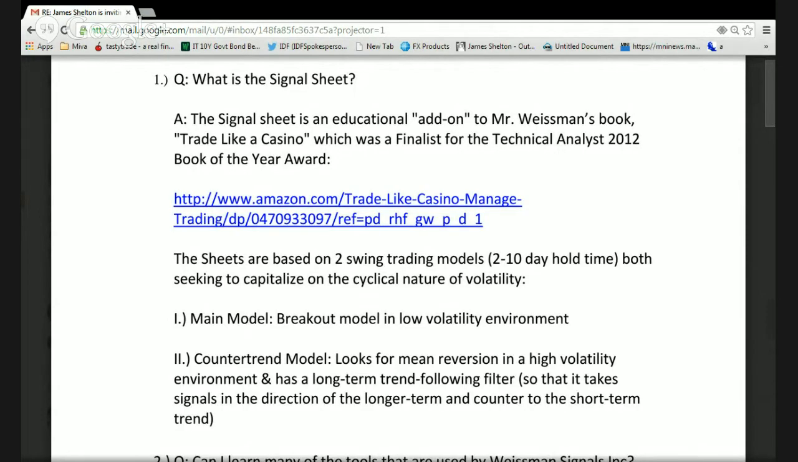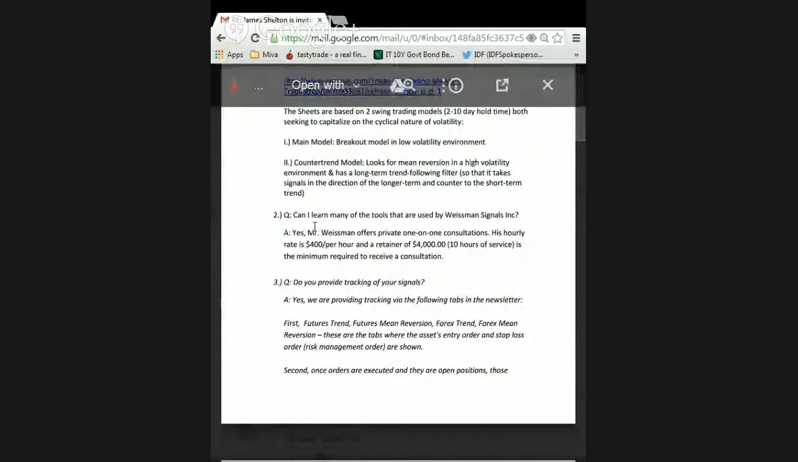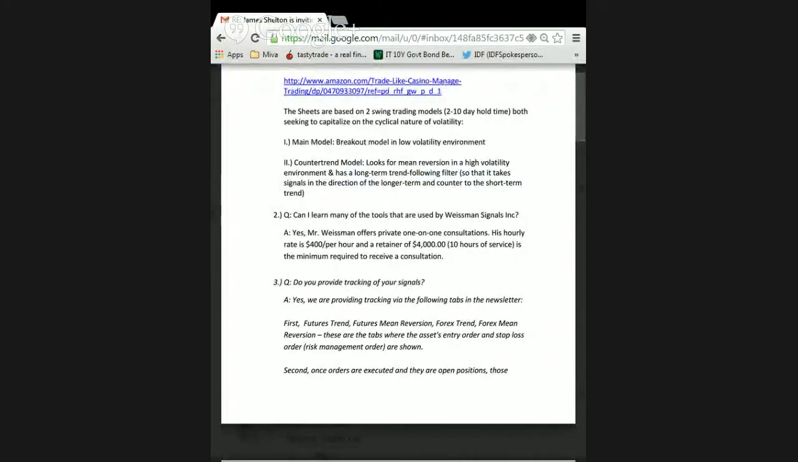So as you could see, there's a document that's being sent to our subscribers when they subscribe called Frequently Asked Questions that I created in order to answer typical questions that would arise when people first started trying to navigate through the signal sheet. And so the first question you already said, right, was what is the signal sheet?